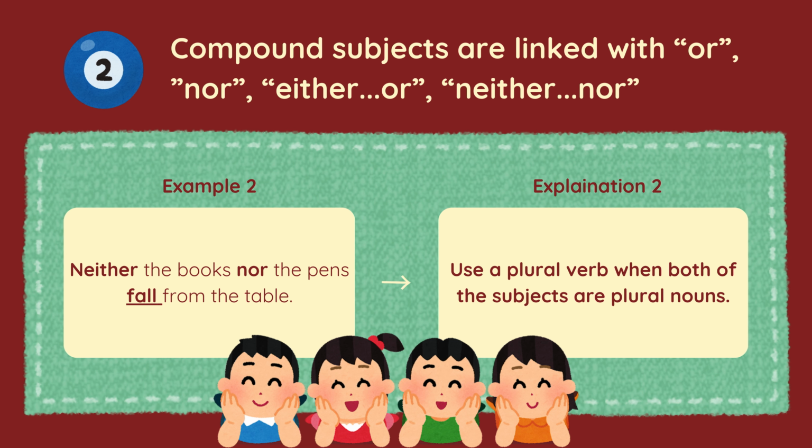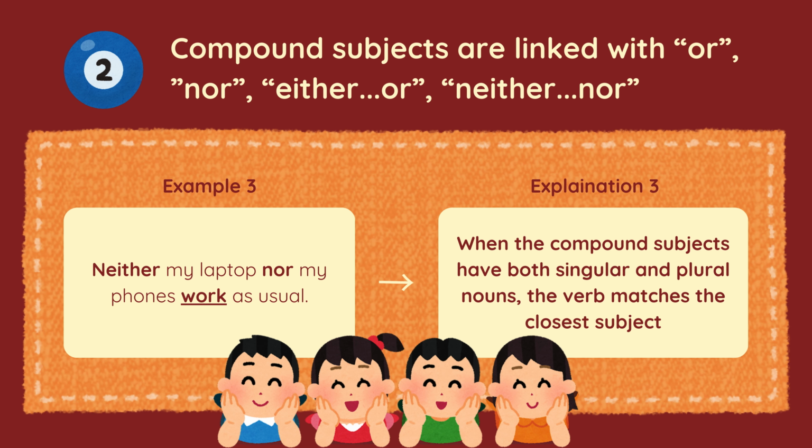Second example. Neither the books nor the pens fall from the table. In this example, use a plural verb when both of the subjects are plural nouns. Next, third example. Neither my laptop nor my phones work as usual. In this sentence, when the compound subjects have both singular and plural nouns, the verb matches the closest subject.